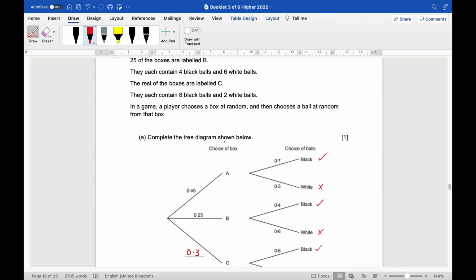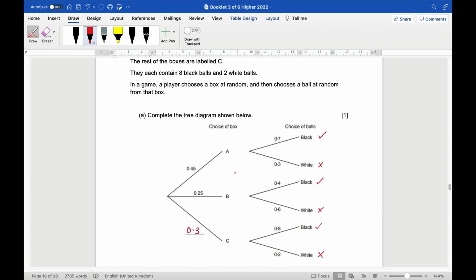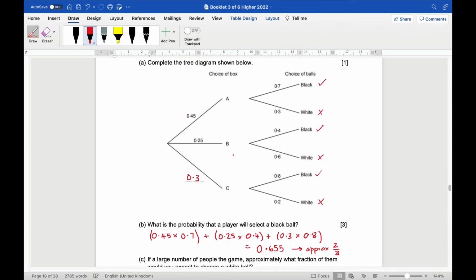Bit of a weird looking one because the first event has 3 choices, A, B or C. Just be careful here though, right? What is the probability that a player will select a black ball? I have seen so many people go, oh well, that's black, and that's black, and that's a black ball selected, so I just add those together.